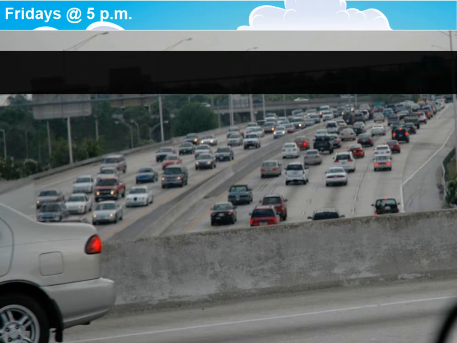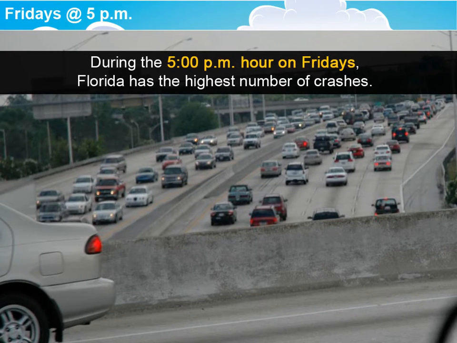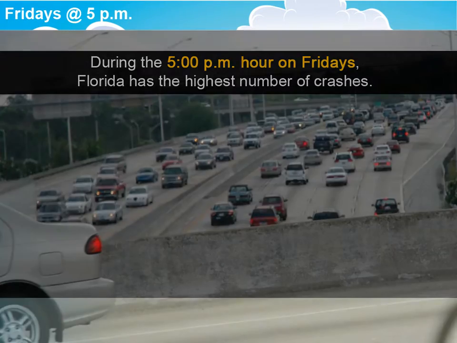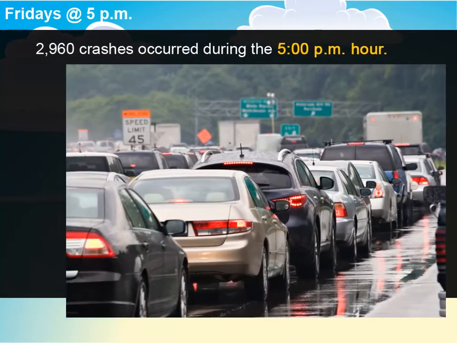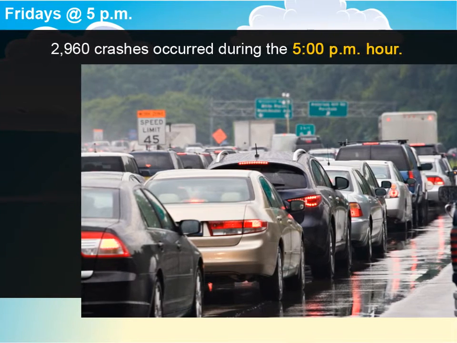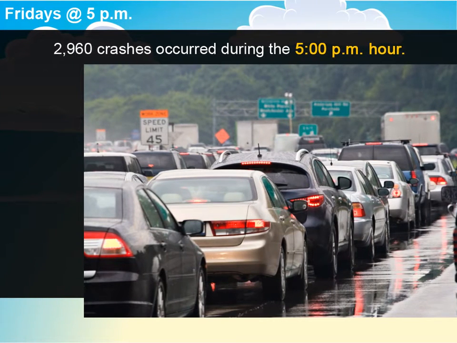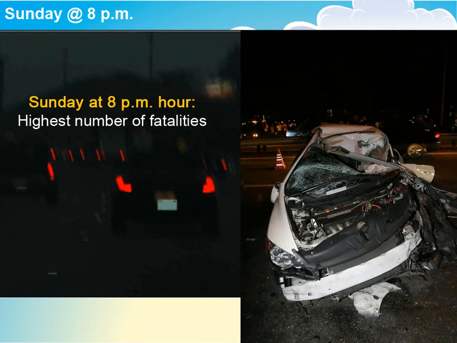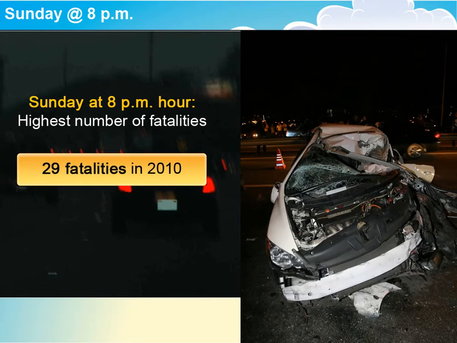In Florida, on Fridays, during the 5 p.m. rush hour, the highest numbers of all types of crashes occur. In 2010, 2,960 crashes happened during the Friday 5 p.m. hour. On Sunday, during the 8 p.m. hour, the highest number of fatal crashes occurred. There were 29 in 2010.